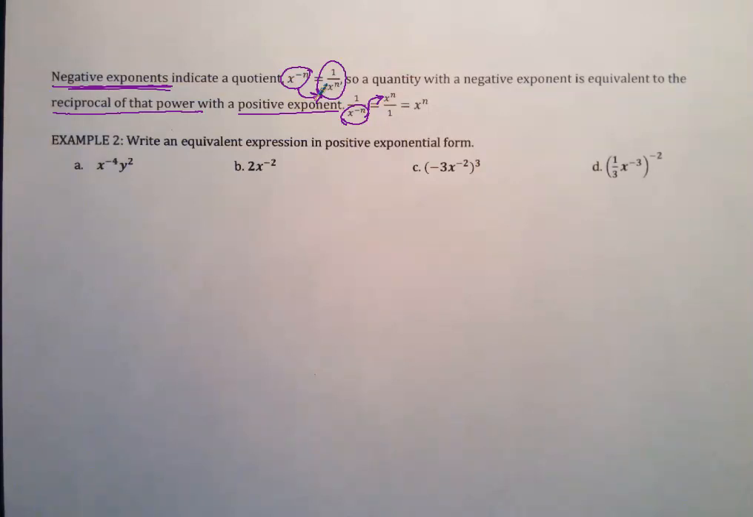All right, so it says, example 2, write an equivalent expression in positive exponential form. So here's our trippy one, right? That's got the -4 there.